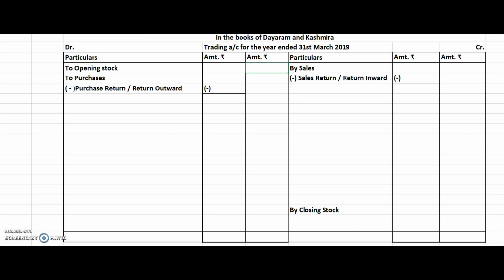Debit side, opening stock, purchases minus purchase return. In other words, it is also called return outward. On the credit side, sales minus sales return, which is also called return inward. At the very end of it, you should be writing by closing stock. These are all formalities of presentation, but it has to be done in advance so that you save some time when you're doing step number 2.